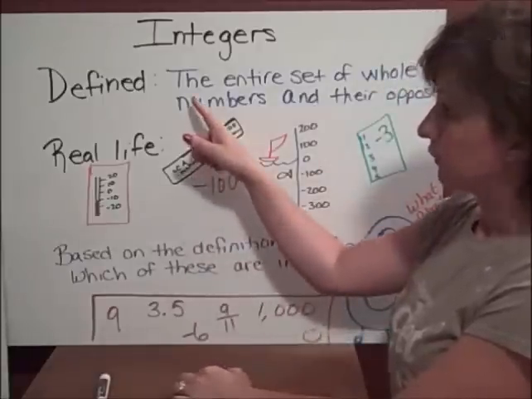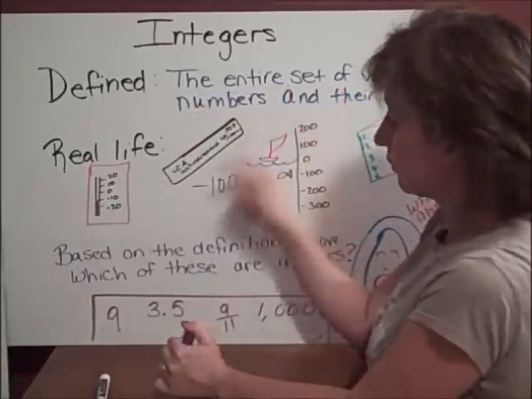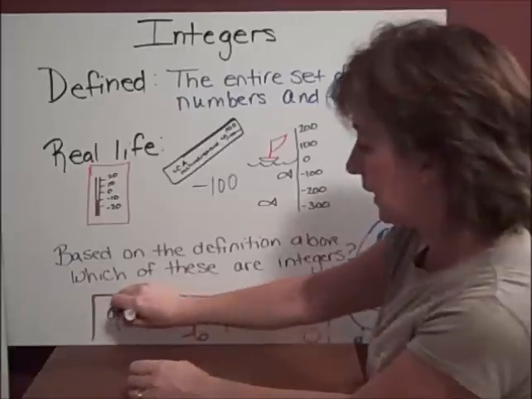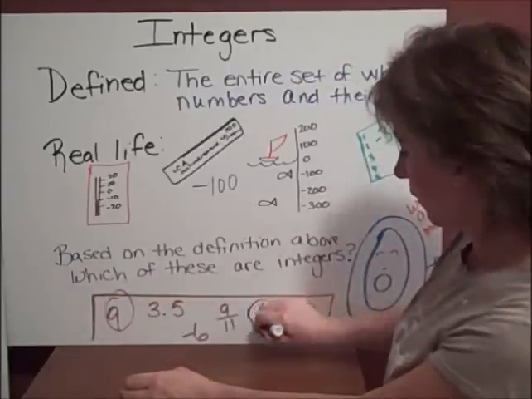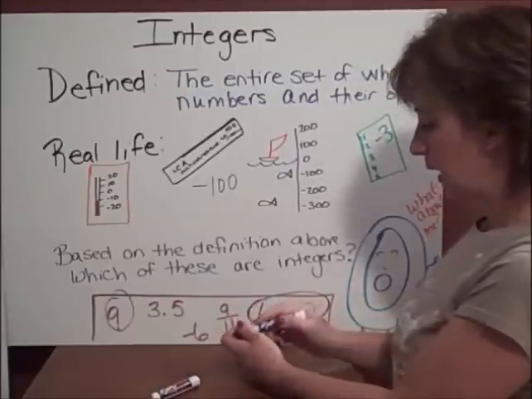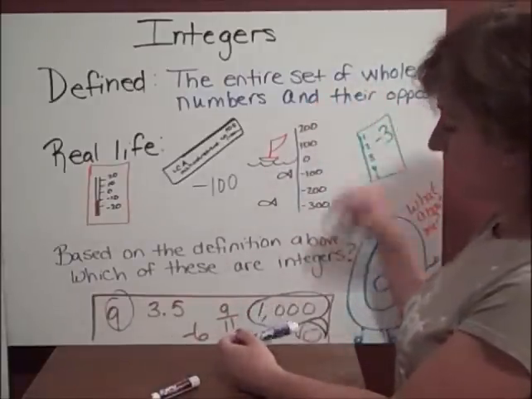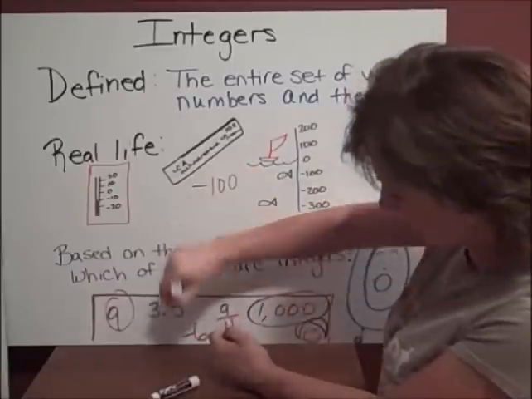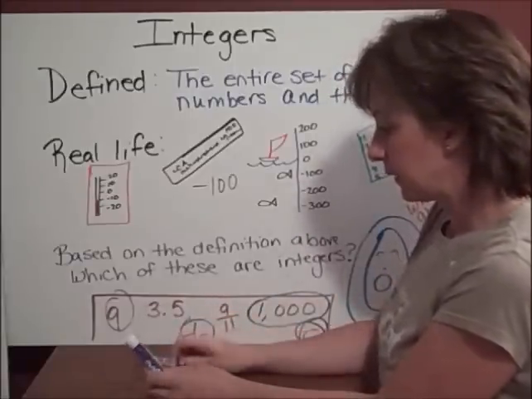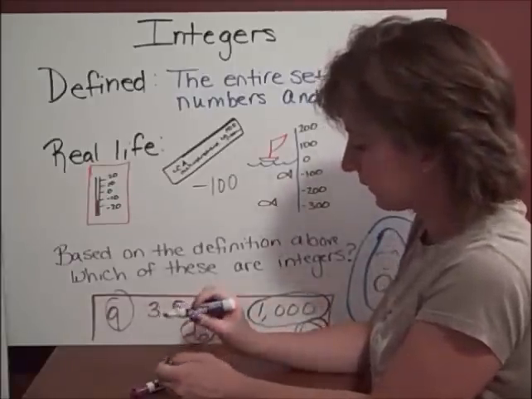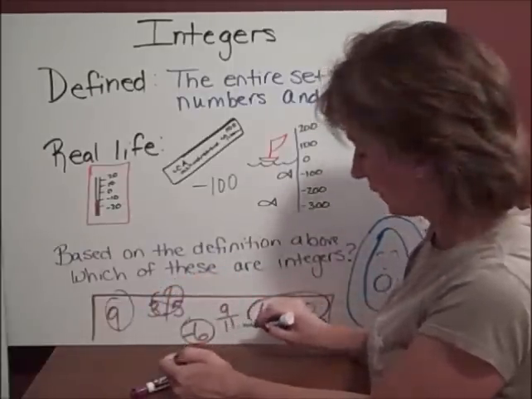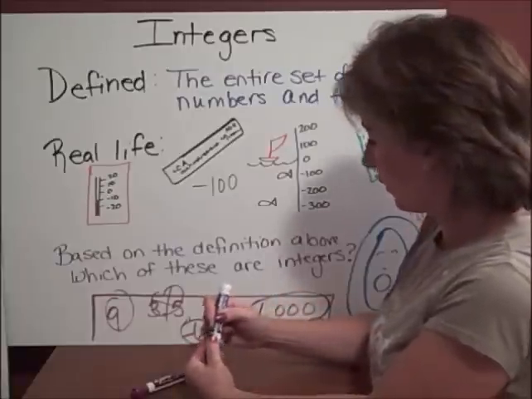Well, the definition, if we remember, says the entire set of whole numbers. So when I look in this box, I see 3 whole numbers. 9 is a whole number, 1,000 is a whole number, and 0 is a whole number. And their opposites. -6 is the opposite of 6. So -6 is an integer. That leaves us with 3.5. That is not a whole number, so it is not an integer. And 9/11 is a fraction, not a whole number.